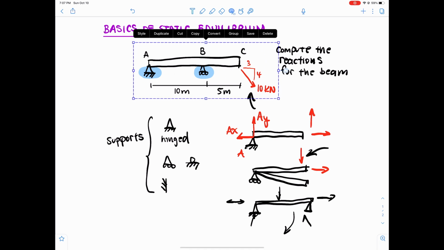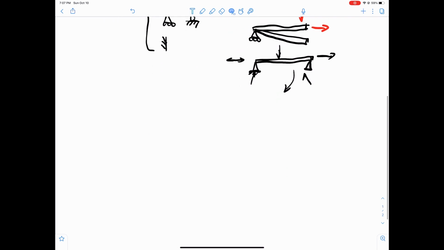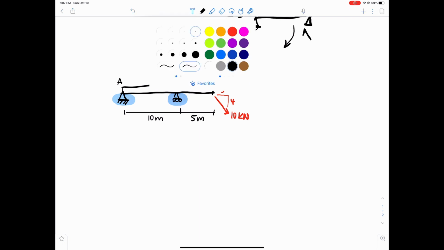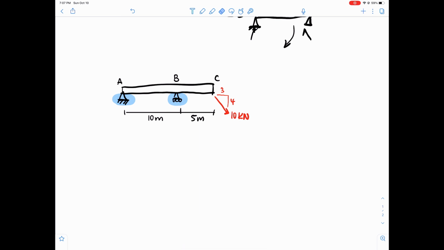So let me just copy this down right here, because I know it got a bit busy, but we're still trying to find the reactions. Here we go. Okay, so what are the reactions? Step one is always to identify your reactions. In this case, what are my supports? My supports are this hinged one over here and this roller at B.